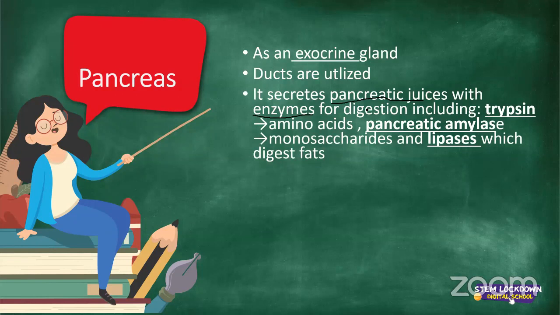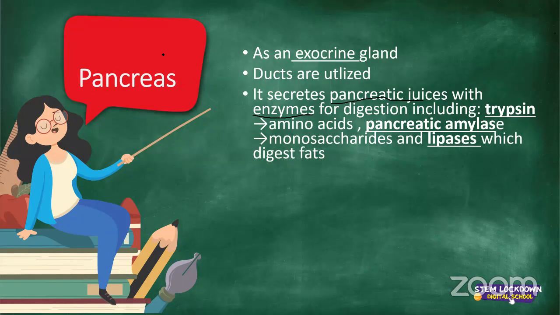It secretes pancreatic juices with enzymes. These enzymes include trypsin, pancreatic amylase, and lipases. Okay, so trypsin gives us amino acids, meaning that it breaks down proteins. Pancreatic amylase gives us monosaccharides, which means that it breaks down carbohydrates or starch. And lipases digest fat. Okay, so that will give us fatty acids and glycerol, right?